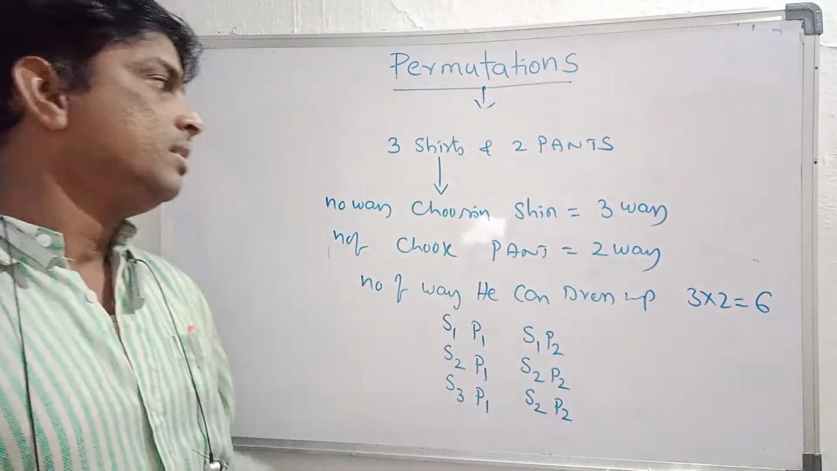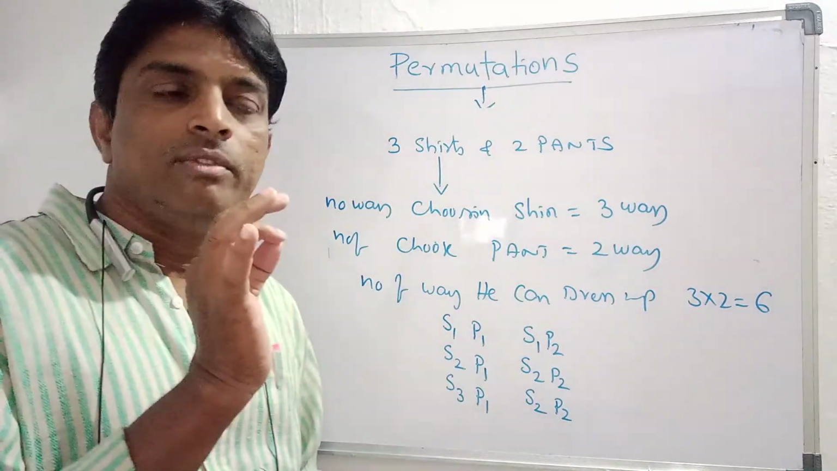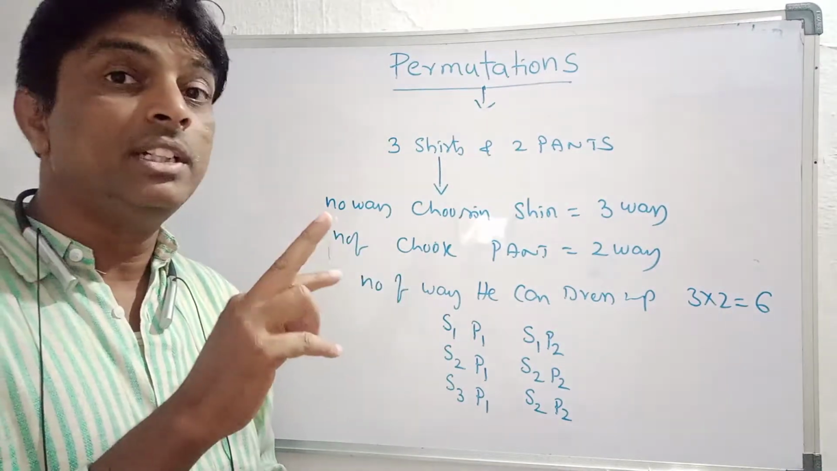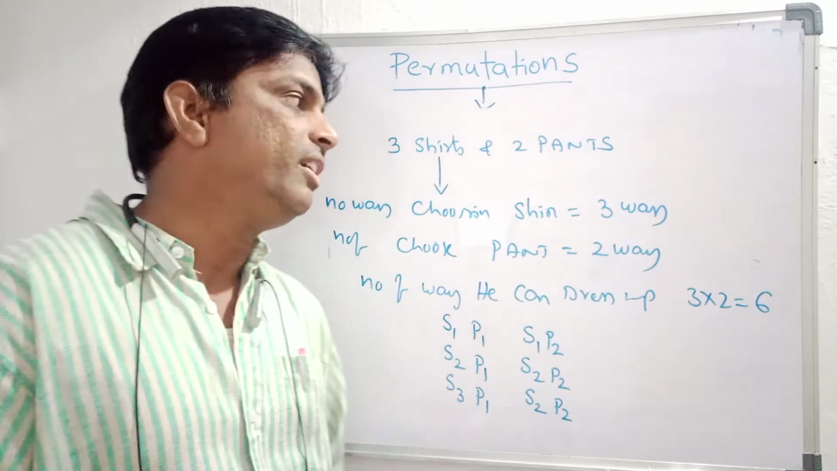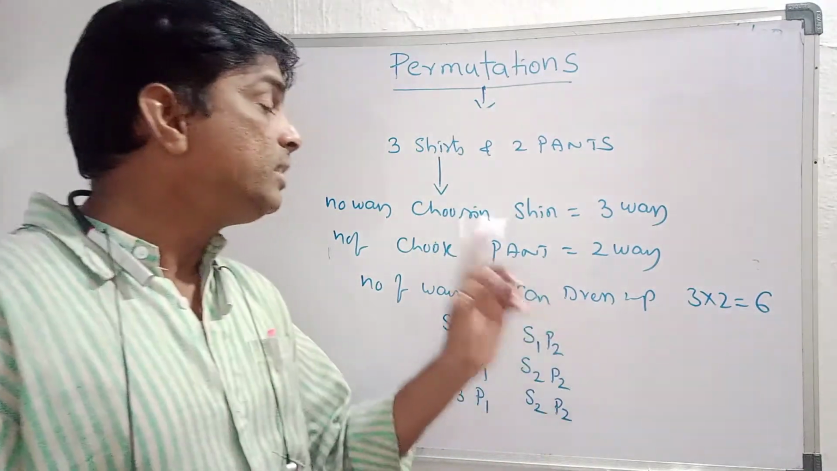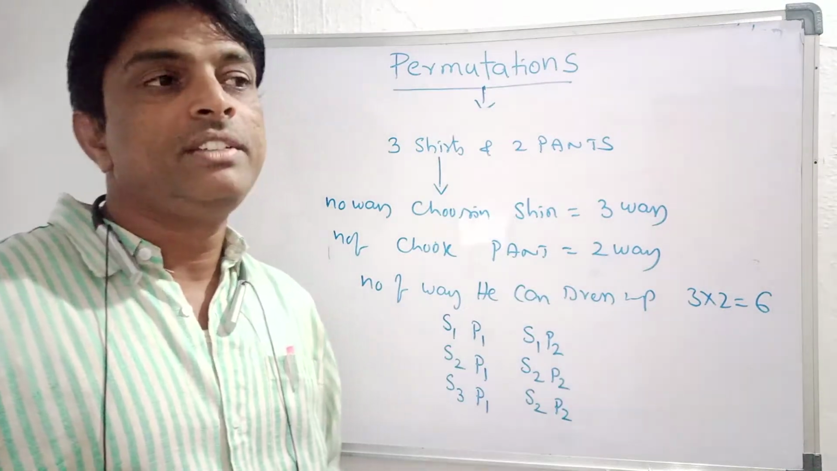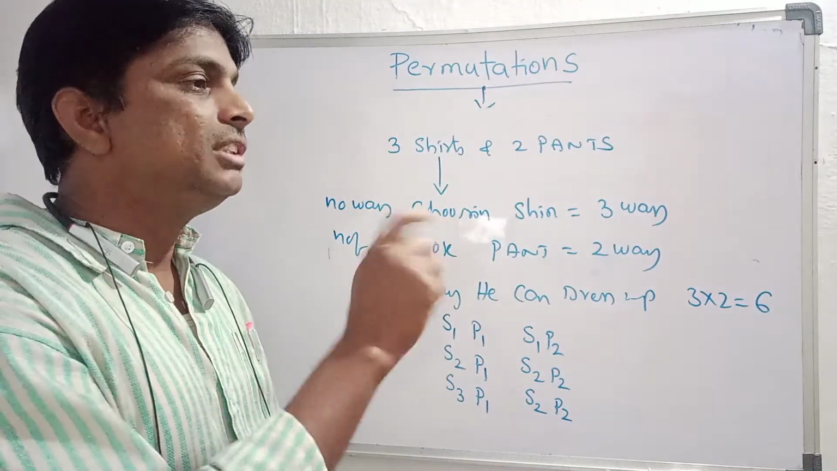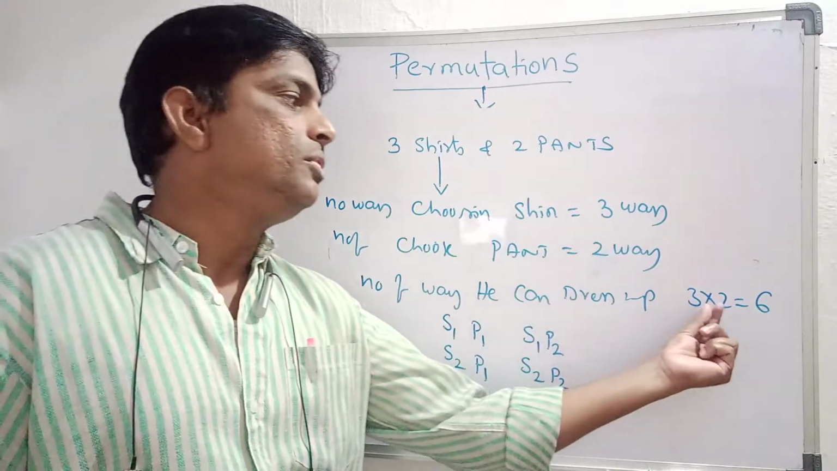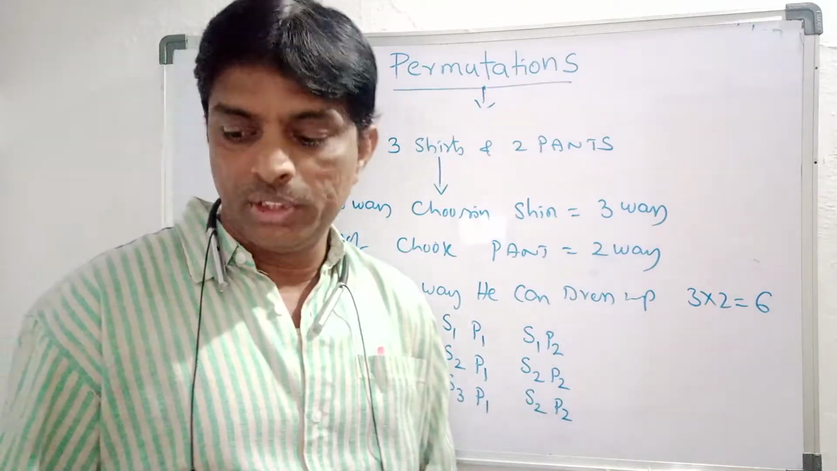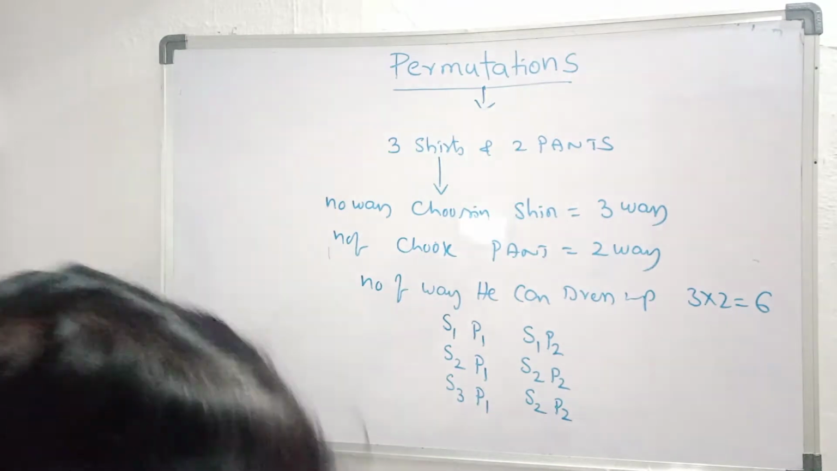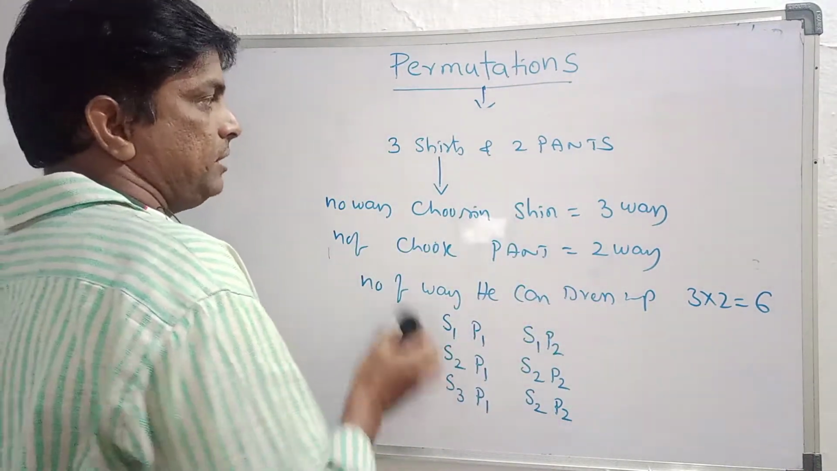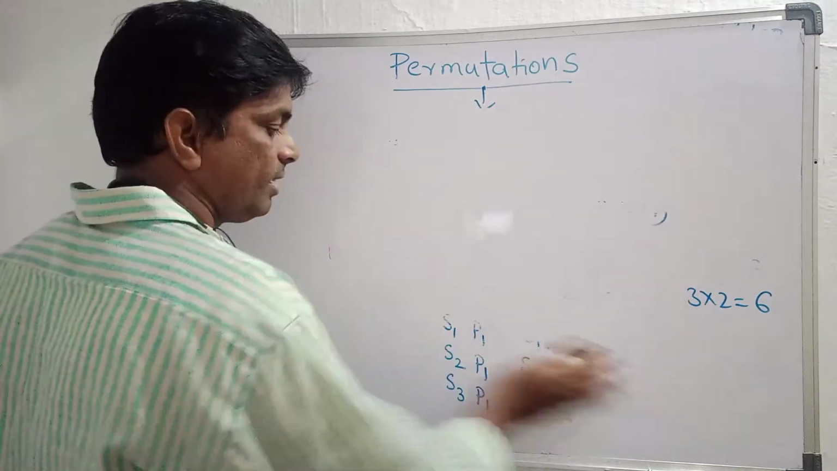Very simple. So if one operation can be performed in m ways and another operation in n ways, then the total operations can be done together in m into n ways. Here both A and B have to be performed, meaning he has to wear the shirt and pant. Whenever you see the word 'and', just use the multiplication operator to get the total number of arrangements. This is the counting principle of multiplication.